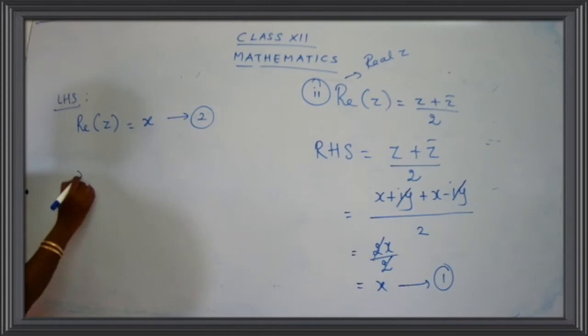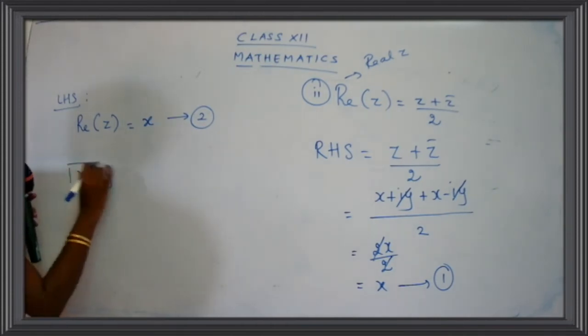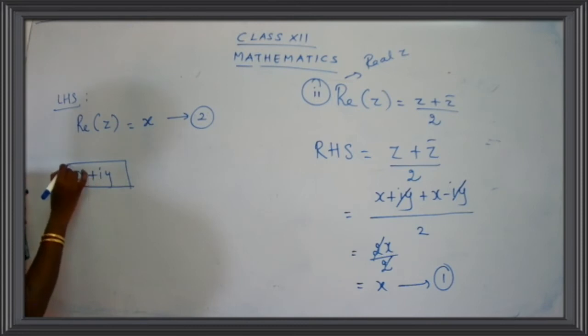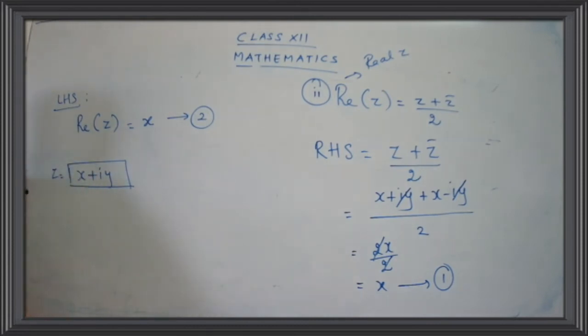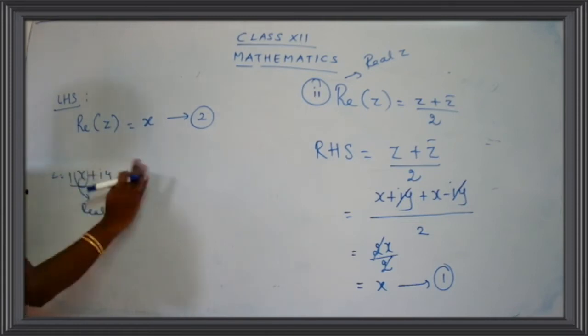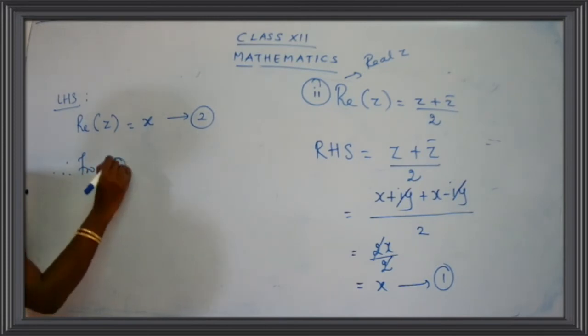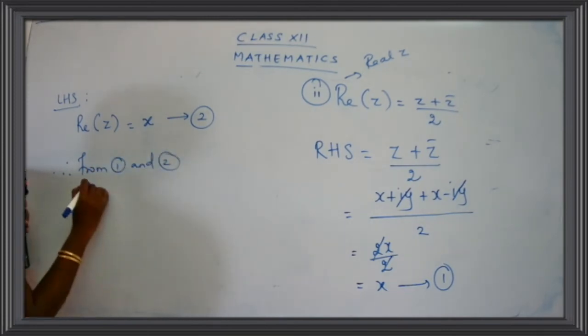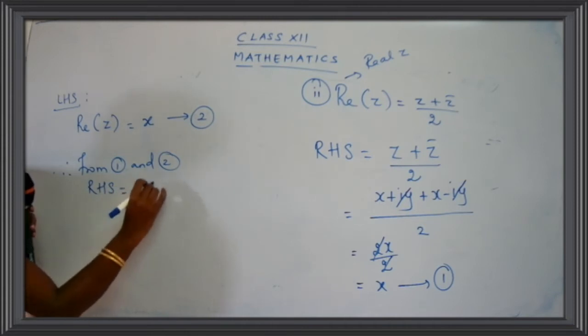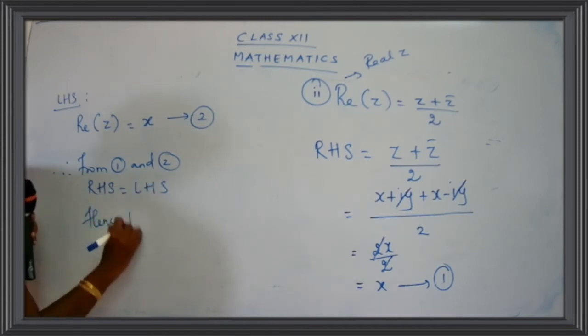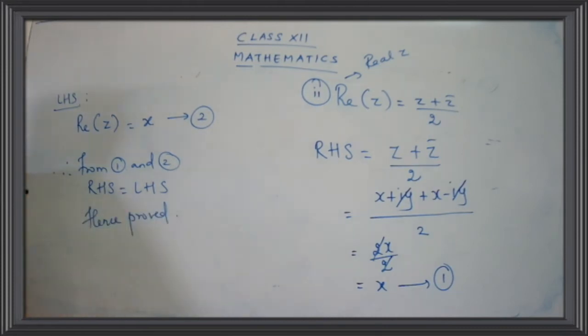Again and again, I just repeat that you have to be thorough with the definition. Suppose you have a complex number z. The value for z is x plus iy. So the x is called the real part. So what is the real part of z? It is x. Real part of z is x. You say, therefore, from 1 and 2, RHS is equal to LHS. Hence, proof. I hope you are clear with the proof part, children.